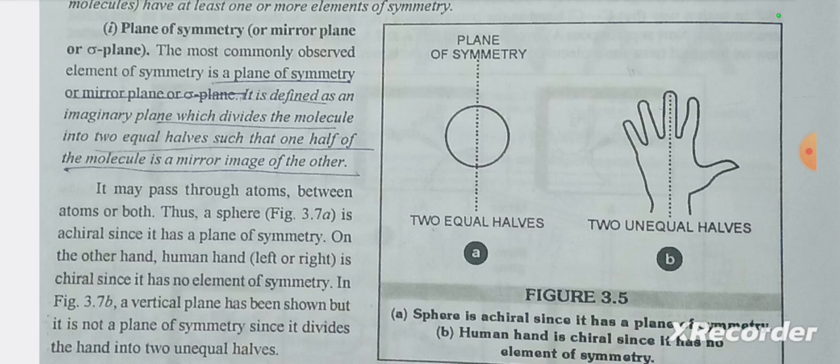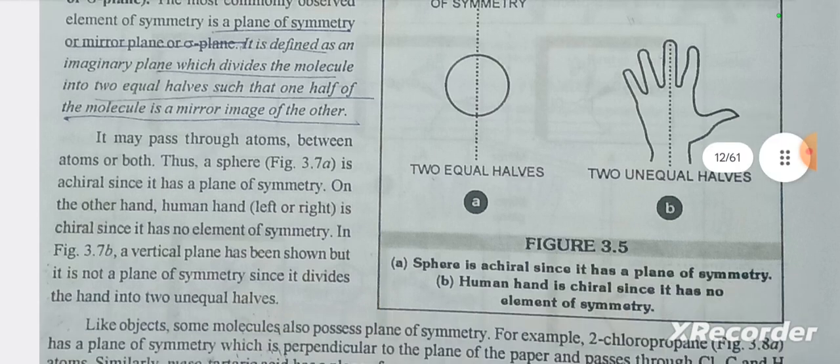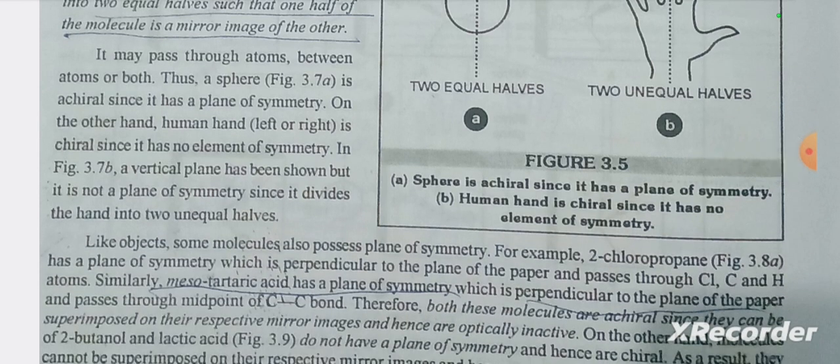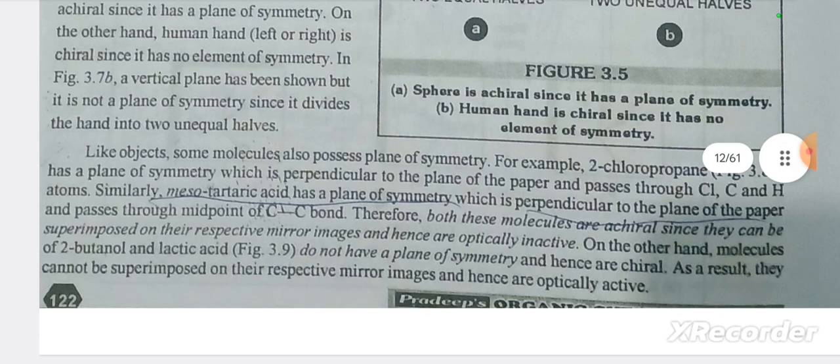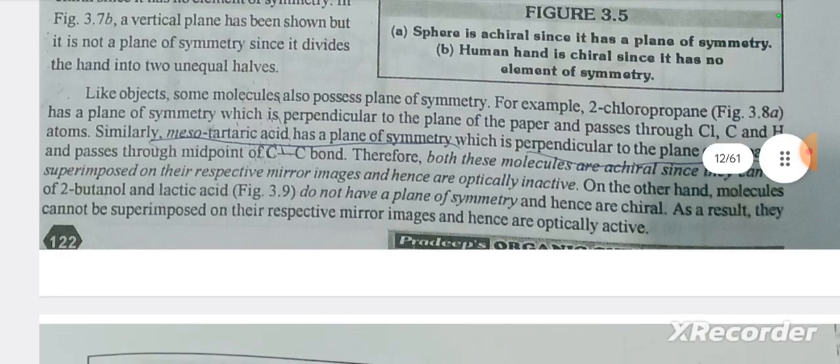It is defined as an imaginary plane which divides the molecule into two equal halves such that one half of the molecule is a mirror image of the other. It may pass through atoms, between atoms, or both. Thus, a sphere is achiral since it has a plane of symmetry. On the other hand, the human hand is chiral since it has no element of symmetry. A vertical plane has been shown, but it is not a plane of symmetry since it does not divide the hand into two equal halves. Like objects, some molecules also possess a plane of symmetry.